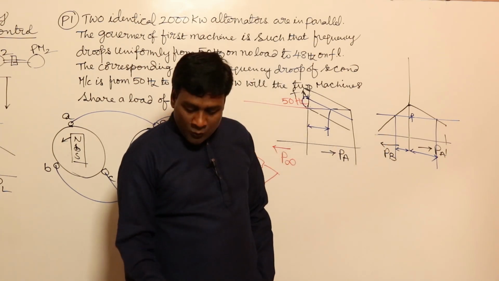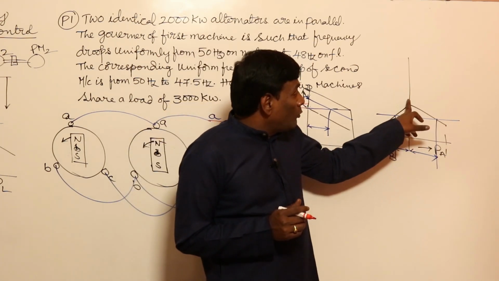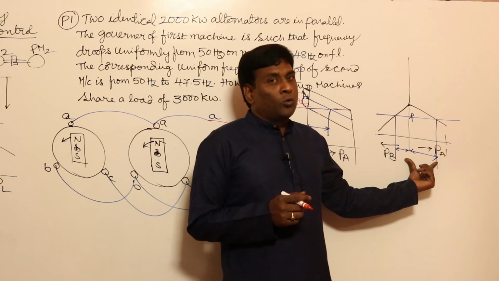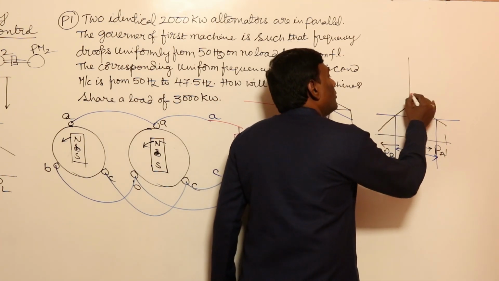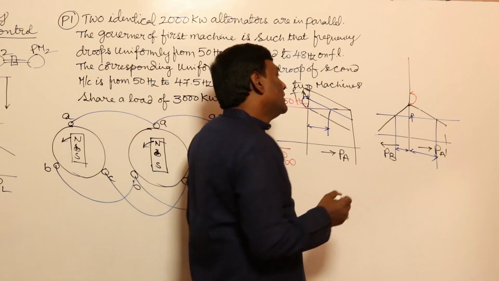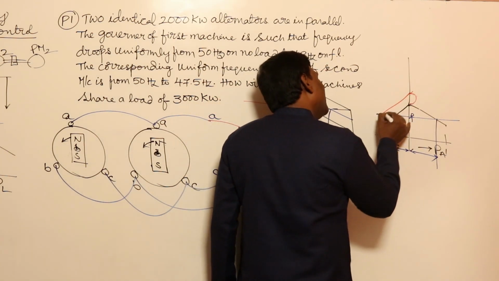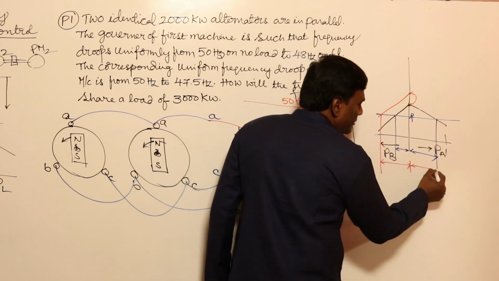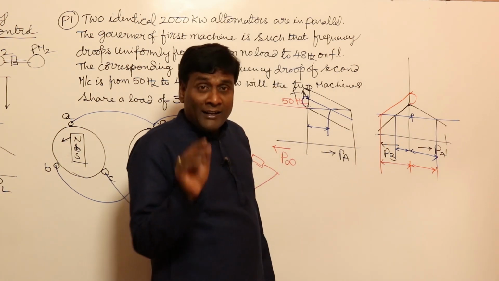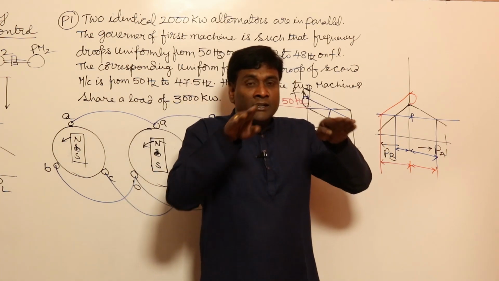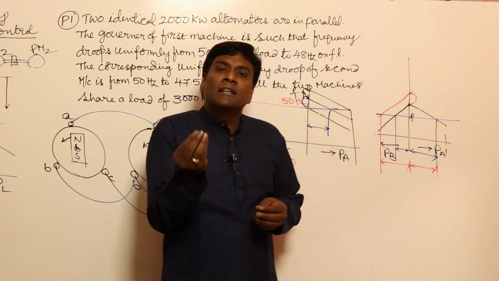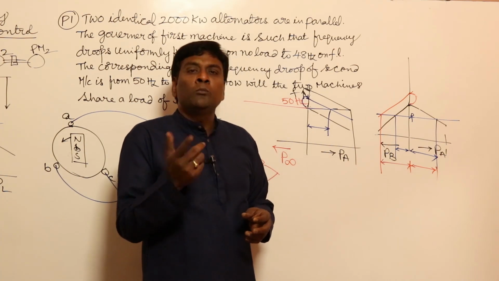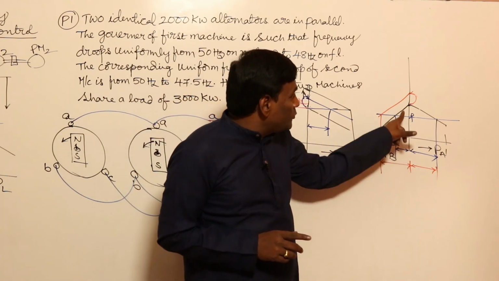So under those conditions, don't think that whatever has less drooping characteristics, less slope, means it is supplying more. No, it will not be like that. Got my point, right? Speed governor setting will be there. If I have a speed governor setting, under those conditions it can supply more power or less power. So never think that in the drooping characteristics, whatever has more drooping will supply less power, and whatever has a better slope, or less speed regulation, will supply more power. That should not be the case, because we have governor setting.